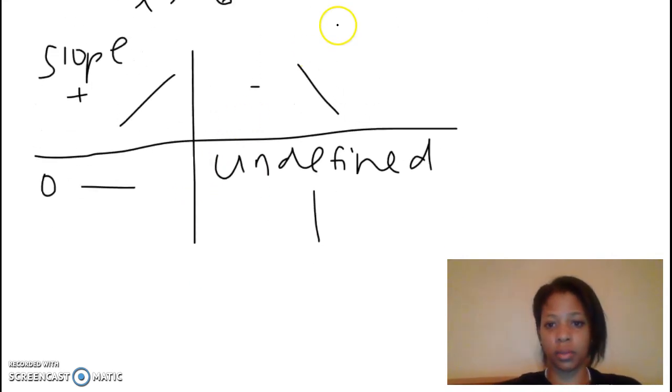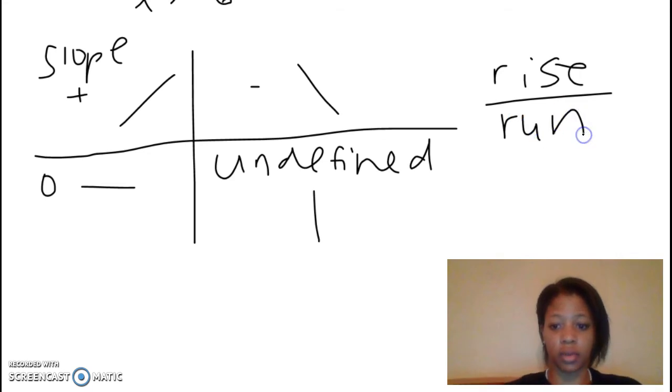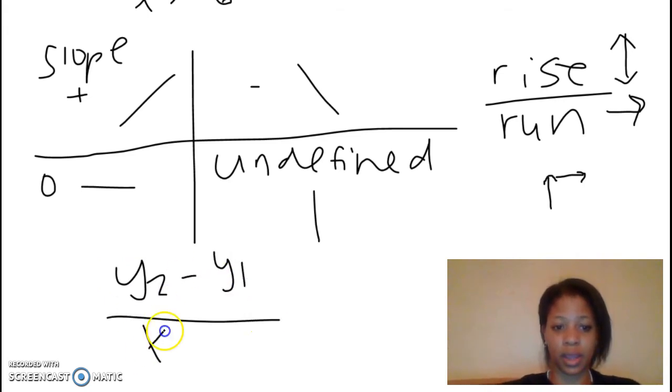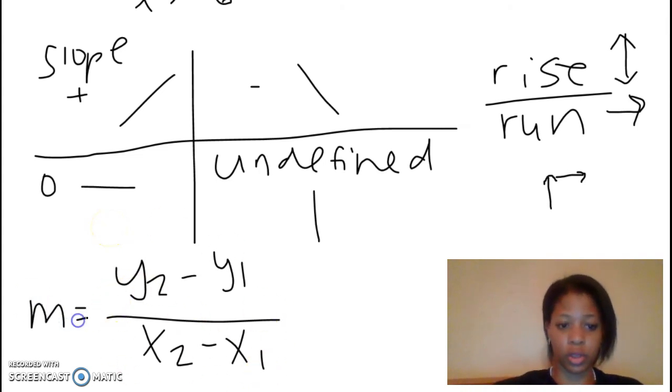So how do we find slope? We have rise over run. That's like counting up from a point: this is how much we're going up or down, and this is how much we go over. When you're running, you go to the right, just so that you're not getting confused. Or if we need a formula, if we have 2 points, we do y2 minus y1 divided by x2 minus x1. This is your formula for slope, and it tells you what your m is.